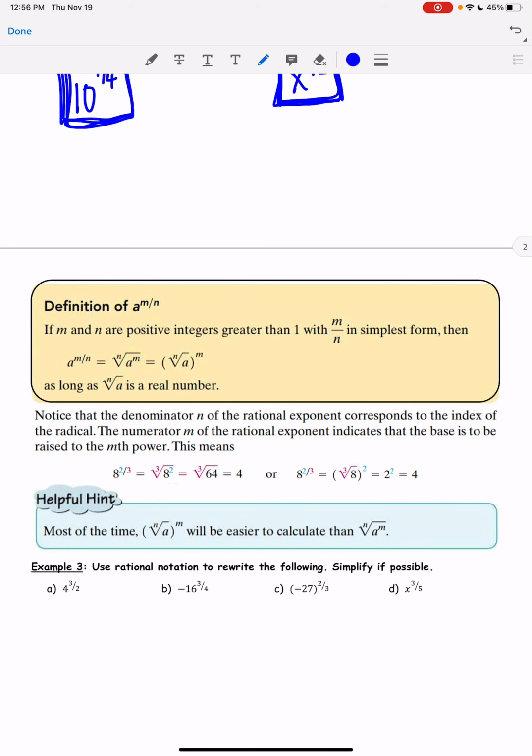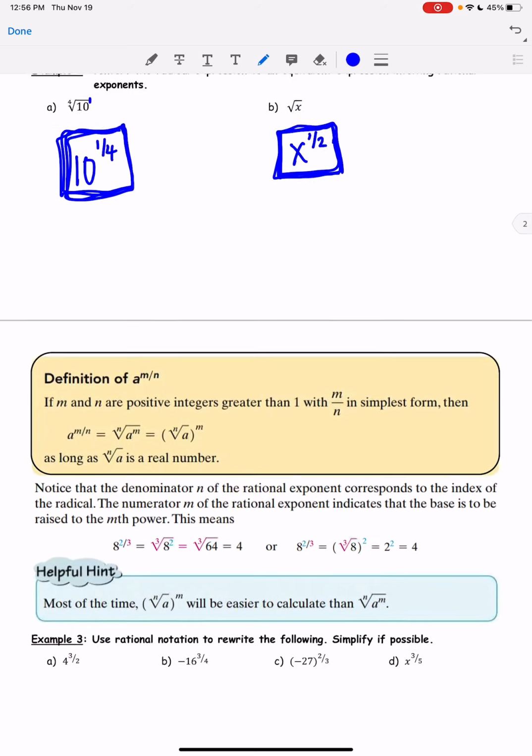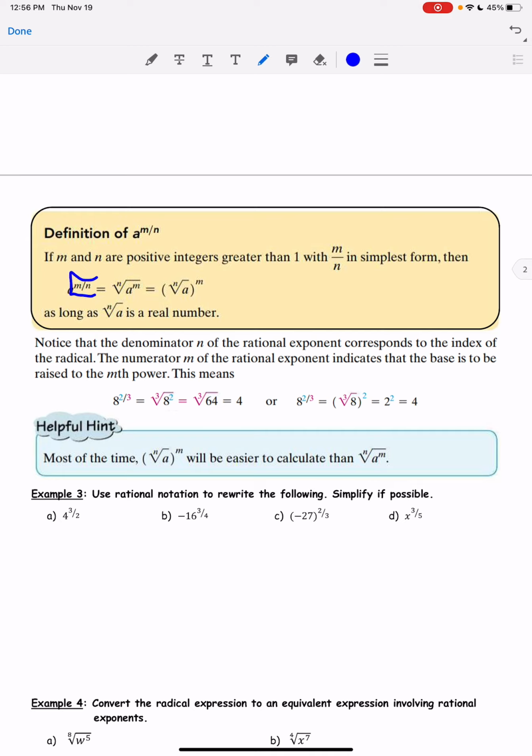Now, this is the exact same thing, but now it says if m and n are positive integers greater than 1. So now we have things like 2/3 power to the 3/5 power. So it's not 1 over a number. And that's literally the only difference. This is always 1 over a number. And now both m and n can be any number.